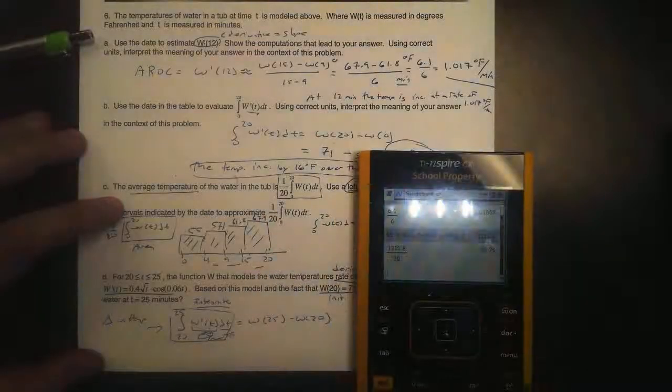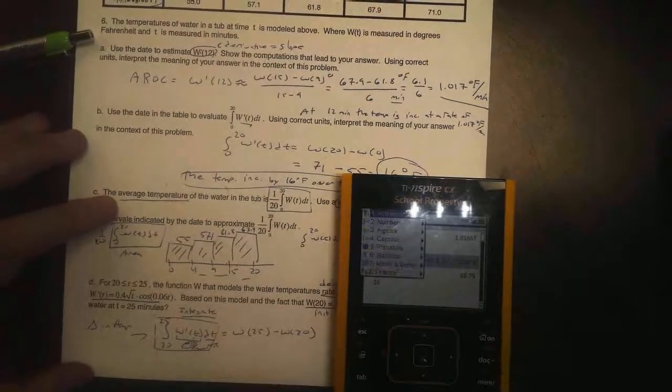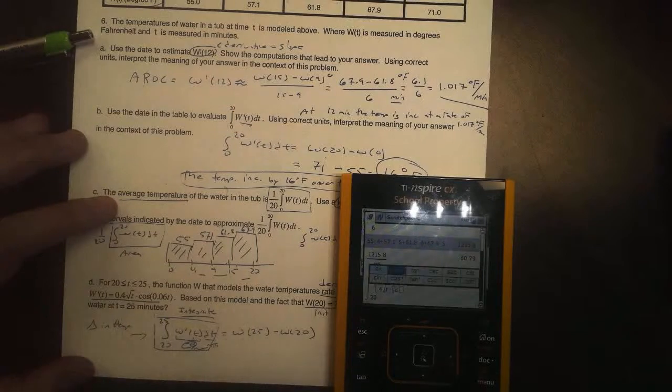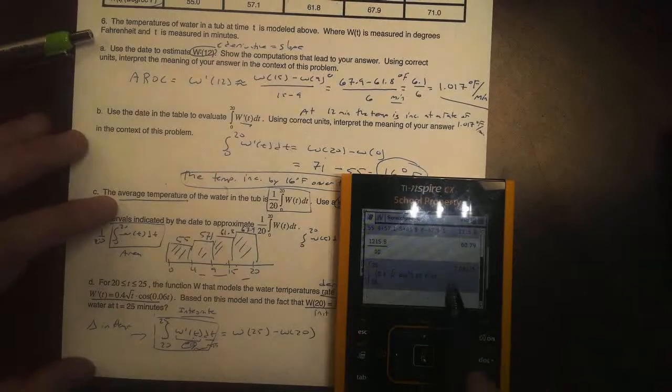Turn my calculator on. There. Ready? Menu 42. I just type it in. From 20 to 25. 0.4 square root of x, or sorry, you can use t if you want to even. Look, t, I can use t times cosine of 0.06t. Just remember, you put the t on the outside here. I just press enter, and I get this 2.04.